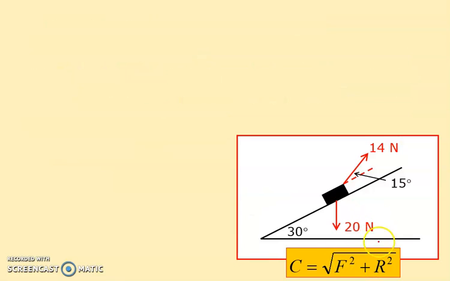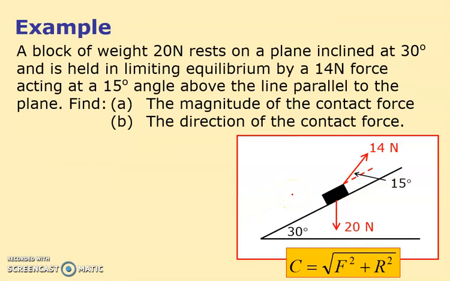I've written that here. And what's the question say? We've got a question. A block of weight 20 newtons. Notice they give me the weight, not the mass. So that equals mg, I suppose. And I probably will need the mass, so just bear that in mind. That equals the mass times 9.8. And that will give me the m later on.